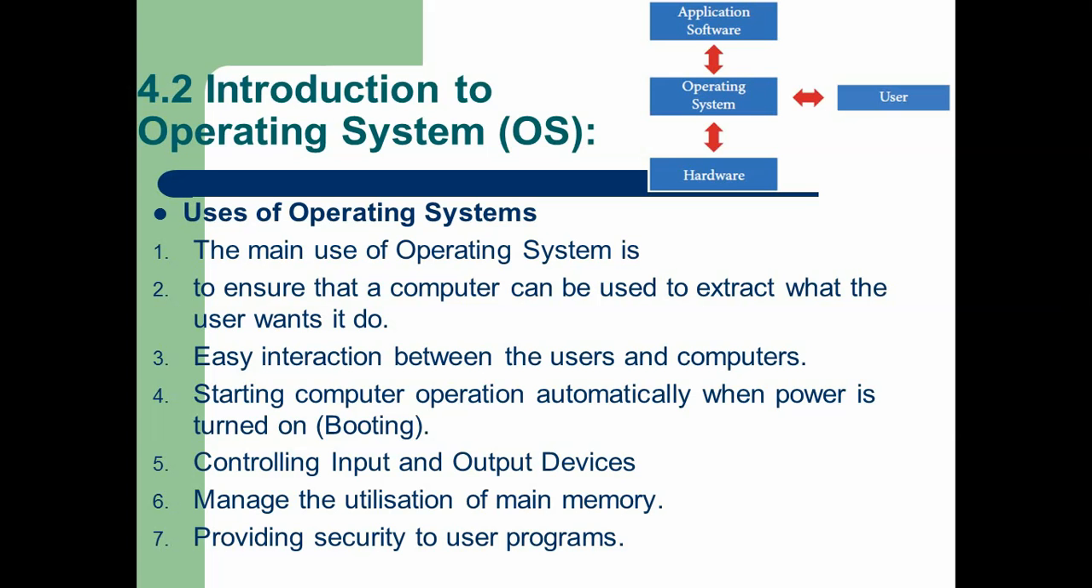Starting the computer operation automatically when power is turned on, called booting, is also executed by the operating system. It is a basic work of the operating system. Next, controlling input and output devices and managing utilization of main memory. Here main memory refers to RAM. Next, providing security to user programs. So these are some of the important uses of the operating system.